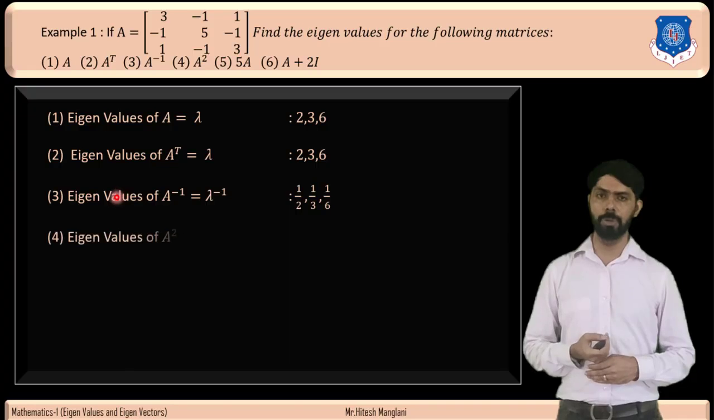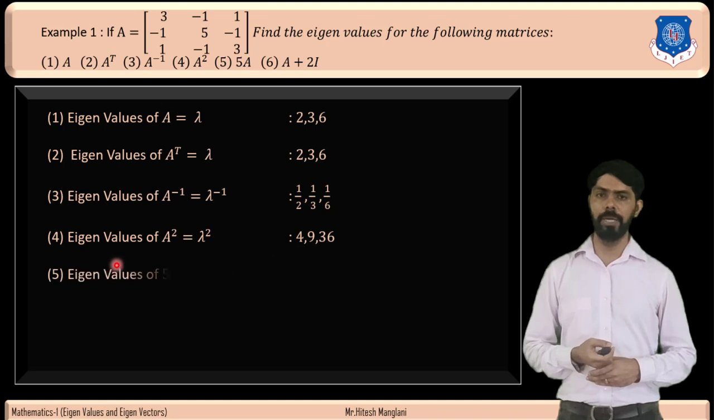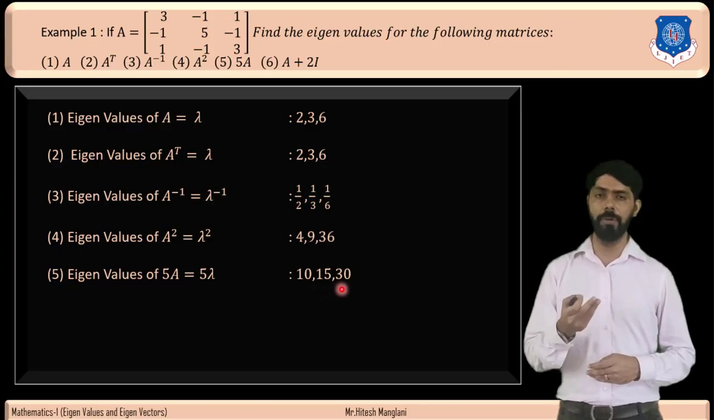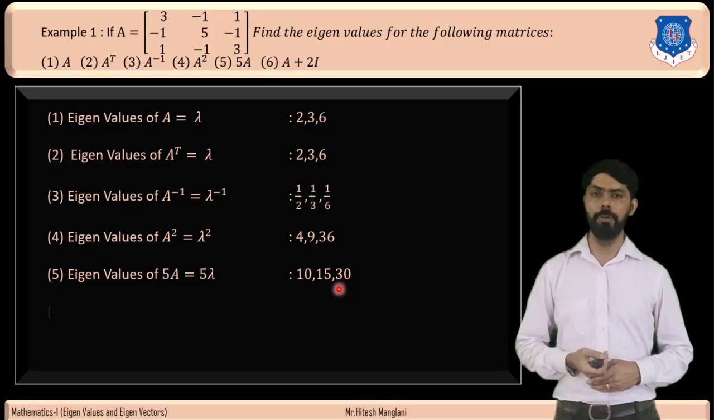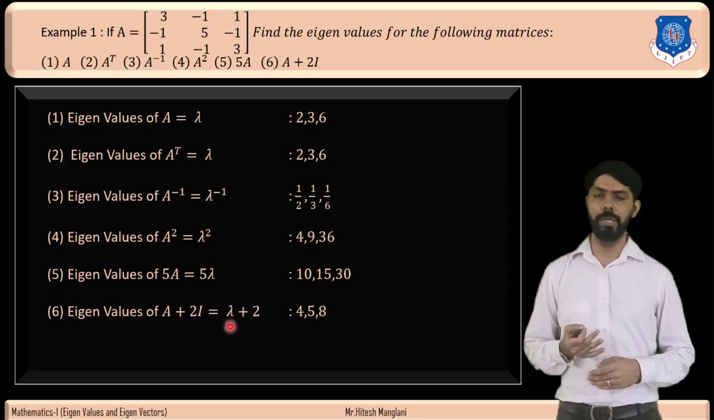Now we find the eigenvalues of A square. It will be 2 square, 3 square and 6 square, so it will be 4, 9, 36. Now the eigenvalues of 5A: 5 into 2 is 10, 5 into 3 is 15, and 5 into 6 is 30. Now the eigenvalues of A plus 2I: 2 plus 2 is 4, 3 plus 2 is 5, and 6 plus 2 is 8. So this is how we can find the eigenvalues of these matrices.